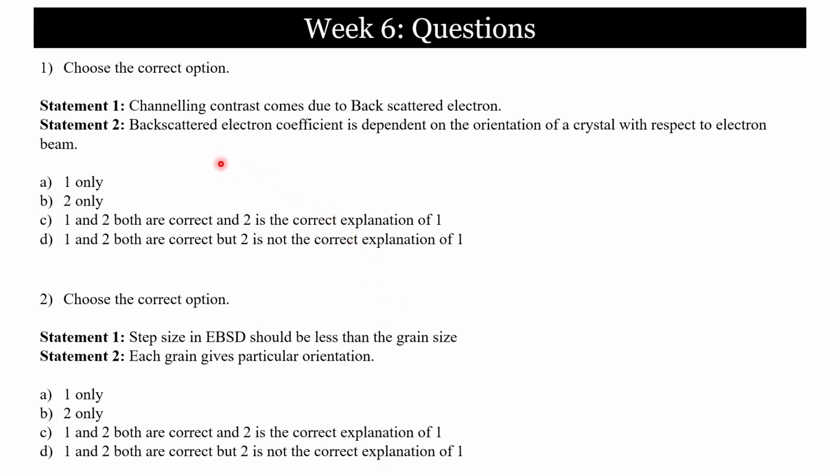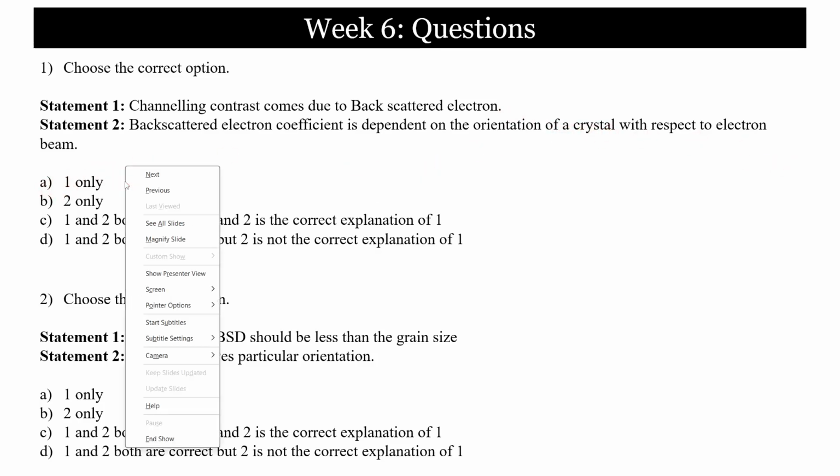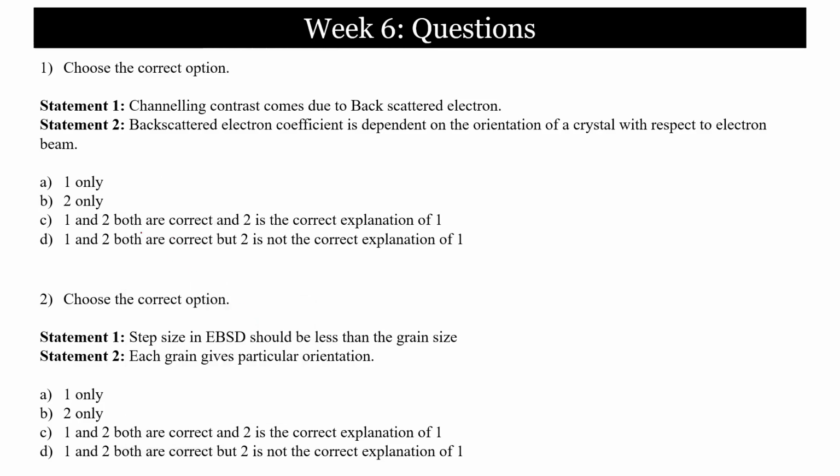Yeah, so statement 1 is correct. That is, the channeling contrast comes due to the backscattered electrons, and this is explained by statement 2, which says that the backscattered electron coefficient is dependent on the orientation of crystal with respect to the electron beam. So 1 and 2 both are correct, and 2 is the correct explanation of statement 1. So the next question says the same, choose the correct option.